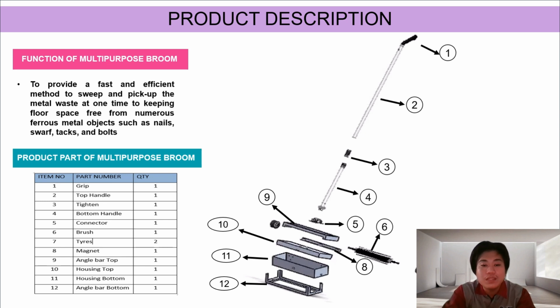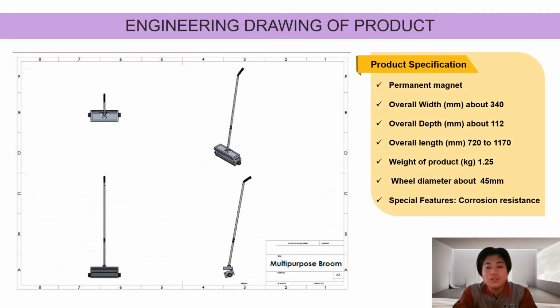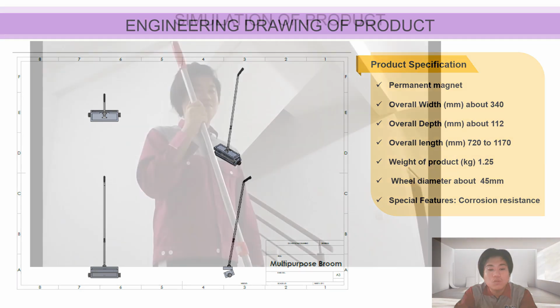The permanent magnet is used to draw small pieces of metal into the housing while sweeping the floor, according to the product specification. 340 x 112 x 1170 mm is the overall width, depth and length. The weight is 1.25 kg and a special feature is corrosion resistance.